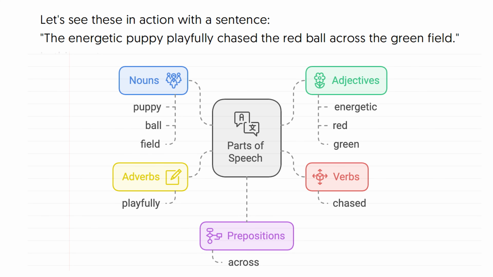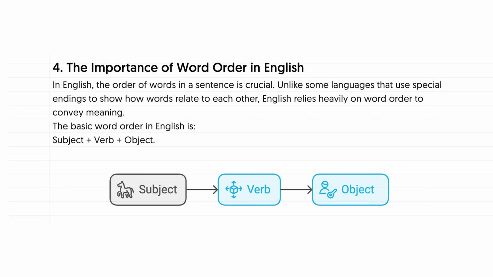In this sentence, nouns: puppy, ball, field. Verb: chased. Adjectives: energetic, red, green. Adverb: playfully. Preposition: across. 4. The importance of word order in English.